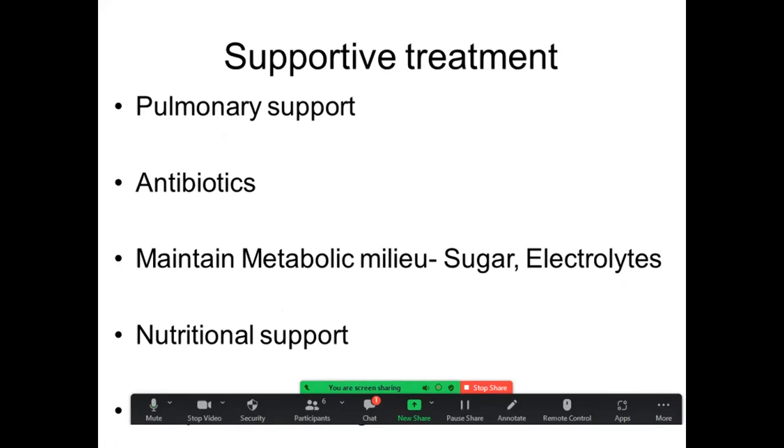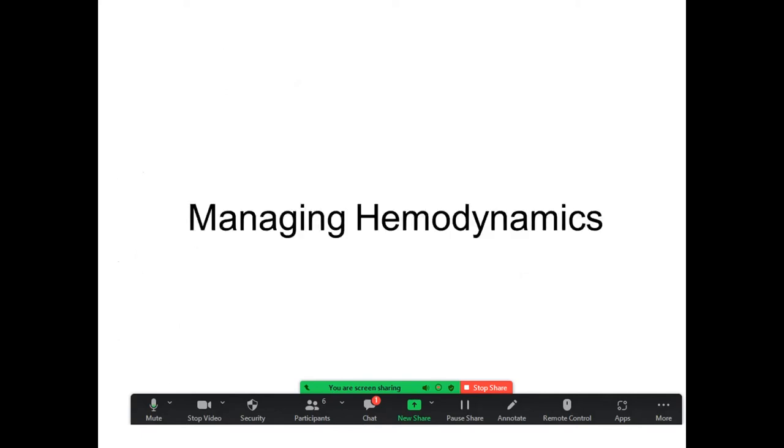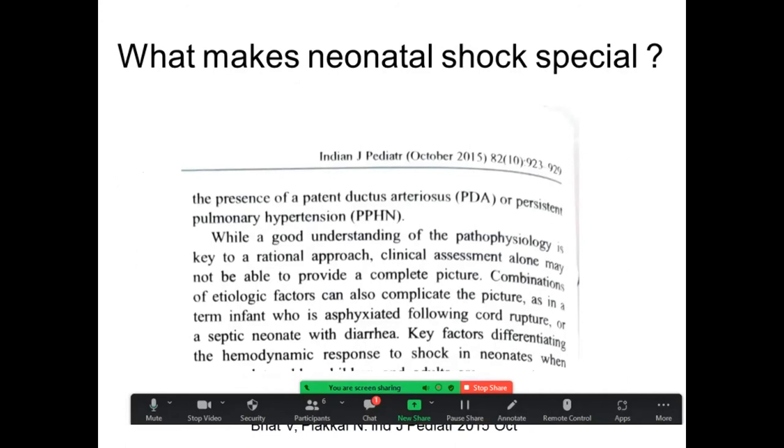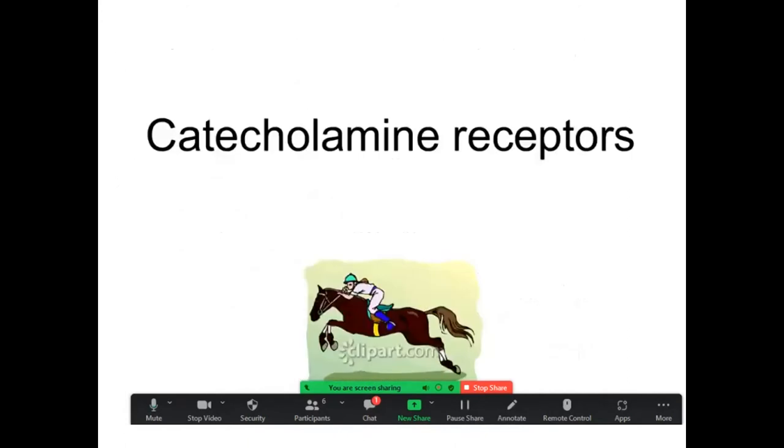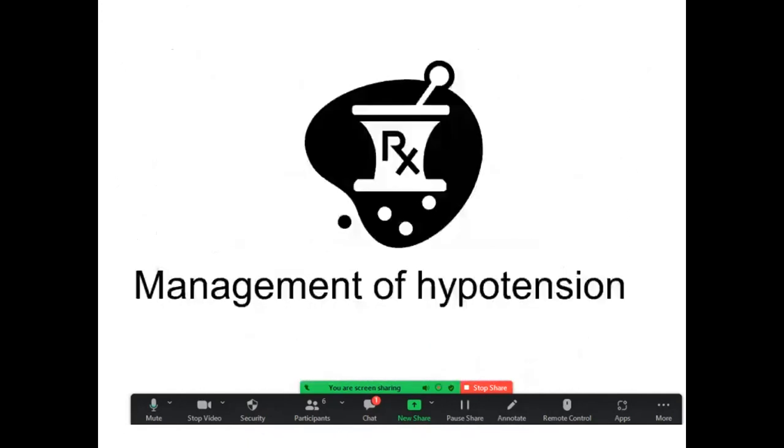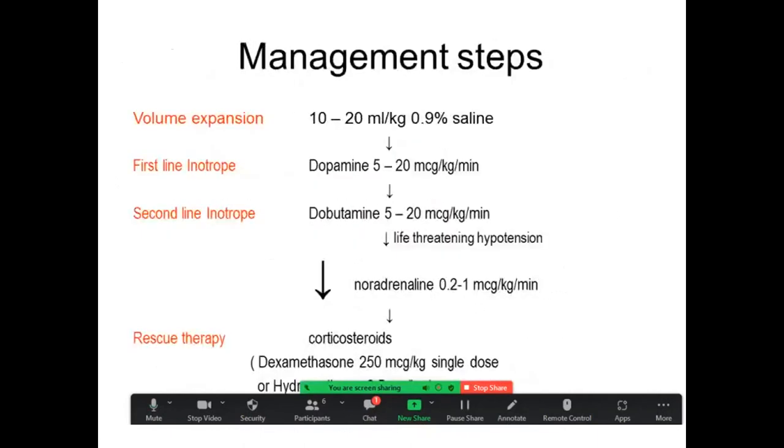Antibiotics. Even if the patient is not septic, we have to support them with antibiotics, because in these patients with shock, they can land up with infection. We have to maintain the metabolic milieu, that is blood sugar, acidosis, and electrolytes. Nutritional support is mandatory, because these babies are very critical. Managing hemodynamics, I won't go into this because it is very deep for this talk.